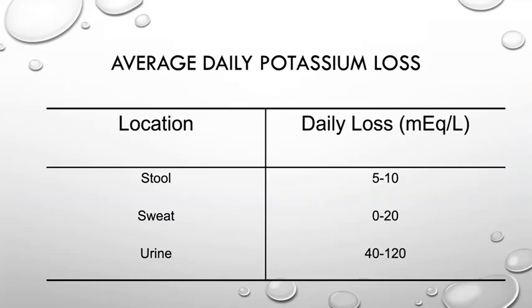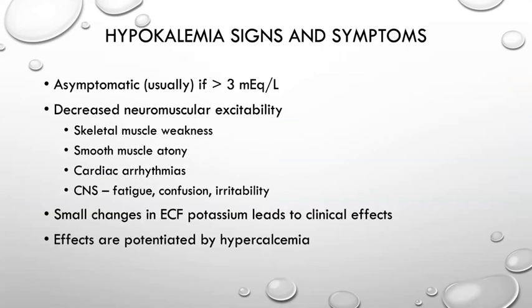This chart shows the average daily potassium loss. In the stool, you can see that on average, you lose about 5 to 10 milliequivalents per liter. Sweat, up to 20 milliequivalents per liter. And then urine is by far the most, up to 120 milliequivalents per liter in a normal adult.